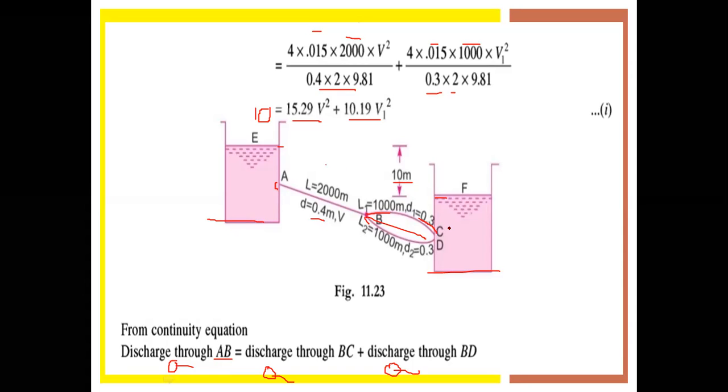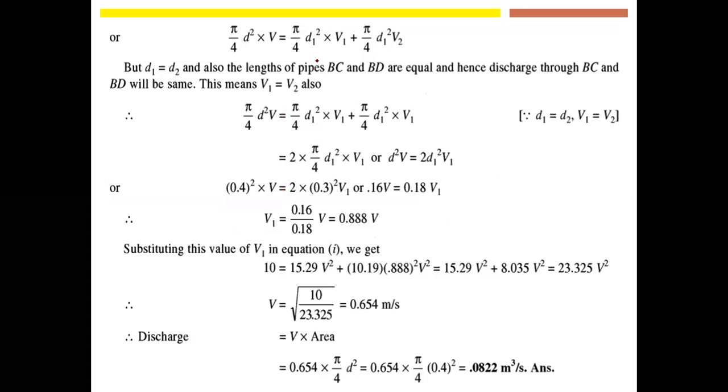Therefore for each, discharge is equal to what? Velocity into area, right? Therefore discharge is equal to velocity into area. Therefore V into pi by 4 d square.